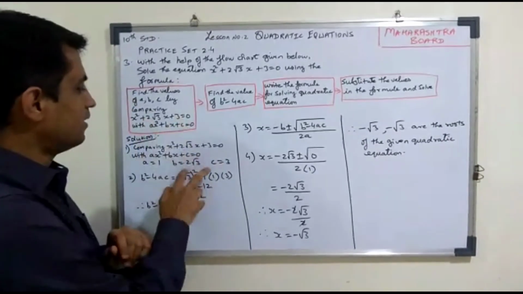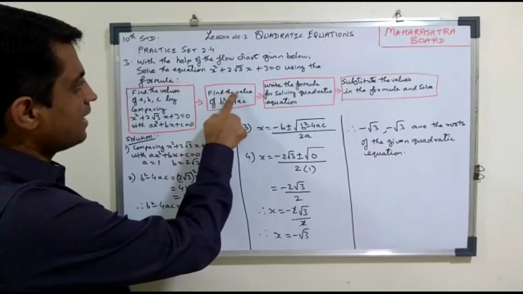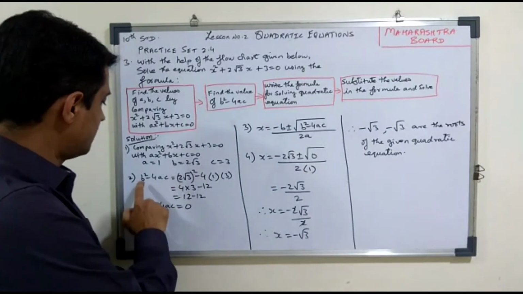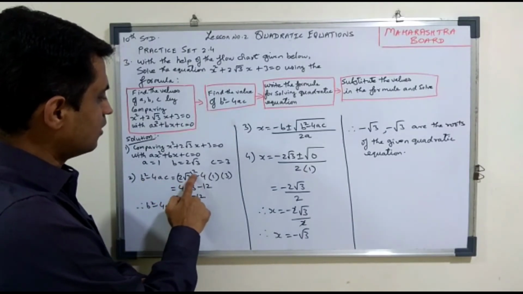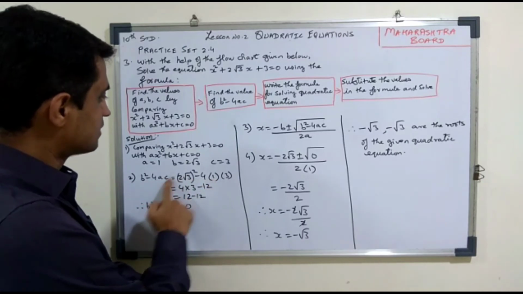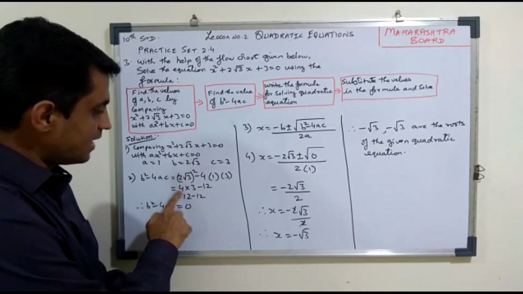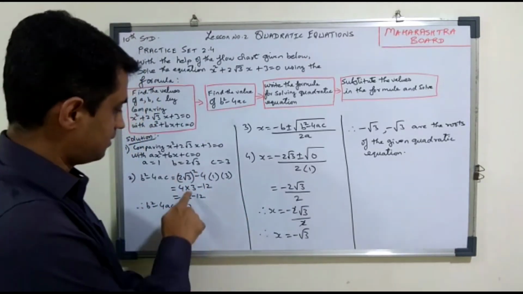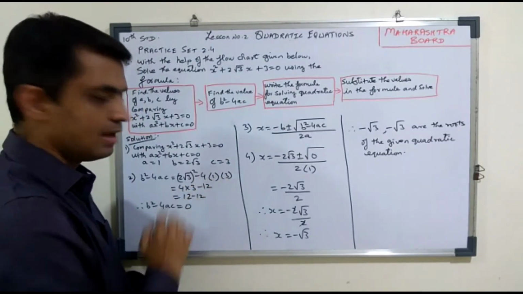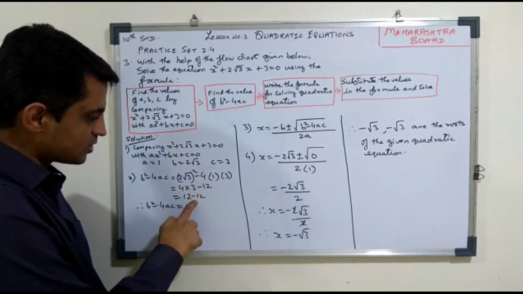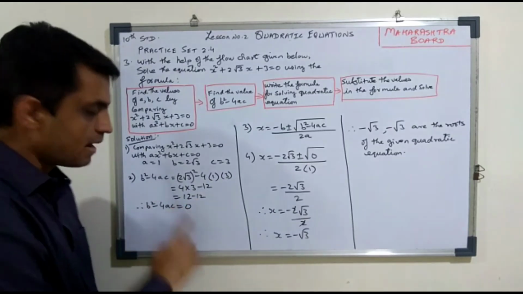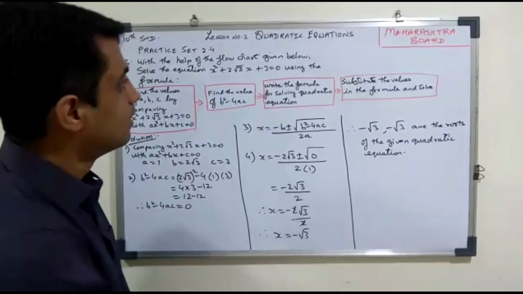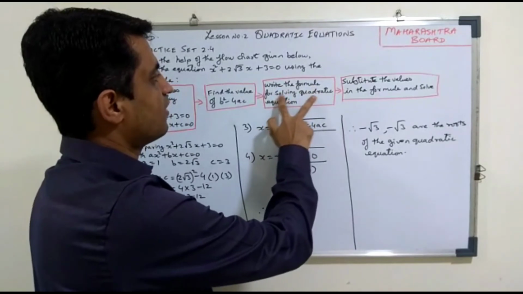So first part is over. Second, find the value of b square minus 4ac. So instead of b we are writing 2 root 3 the whole square minus 4 into a is 1, c is 3. 2 square is 4 and root 3 square is 3 because root 3 into root 3 is 3, minus 4 3s are 12. 4 3s are 12, 12 minus 12, 0. So we got b square minus 4ac is 0. Second step complete.